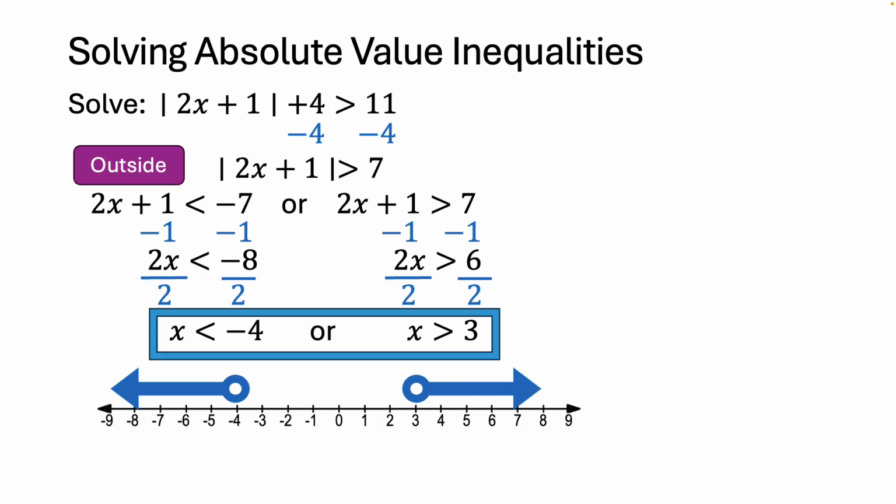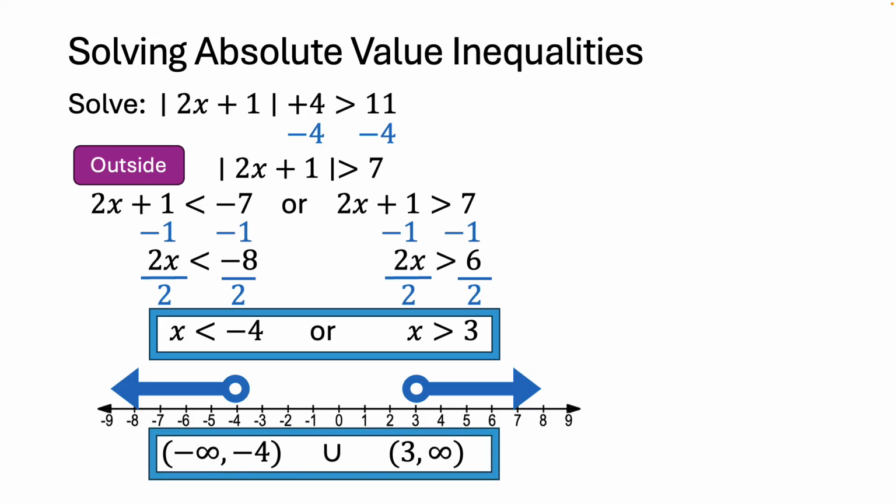Rewriting this solution set using interval notation, for the piece on the left where x is less than -4, we would rewrite that as the interval from -infinity to -4 with a round parenthesis on -4 to show that it is excluded from the solution set. And this is in union with the second interval, which would be from 3 to infinity, once again having a round parenthesis on 3 to show that 3 is excluded from the solution set. So in interval notation, I would write this as -infinity to -4 union 3 to infinity.